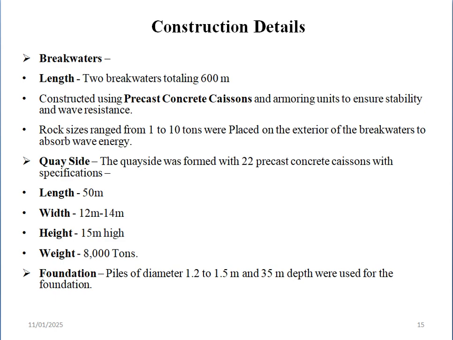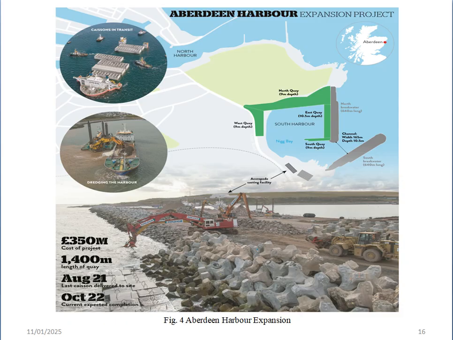to absorb wave energy. Quayside. The quayside was formed with 22 precast concrete caissons with specifications: length 50 meter, width 12 meter to 14 meter, height 15 meter high, weight 8,000 tons. Foundation. Piles of diameter 1.2 to 1.5 meter and 35-meter depth were used for the foundation. Here is the pictorial representation of the Aberdeen Harbour expansion project.